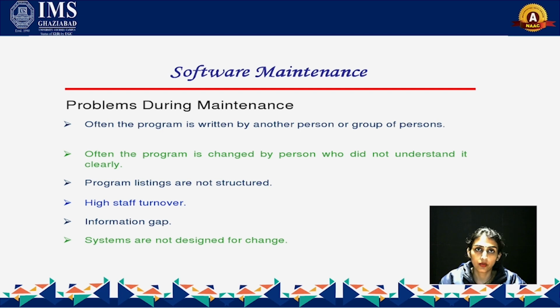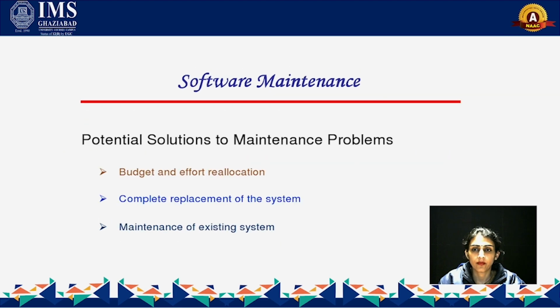High staff turnover is there. Then there is an information gap between either the customer and the maintenance team or the developer and the maintenance team. Then systems are not designed for change. What are the potential solutions for the maintenance problem? The budget and effort reallocation has to be there. Complete replacement of the system may be required. This might happen. Or there can be maintenance of the existing system only.